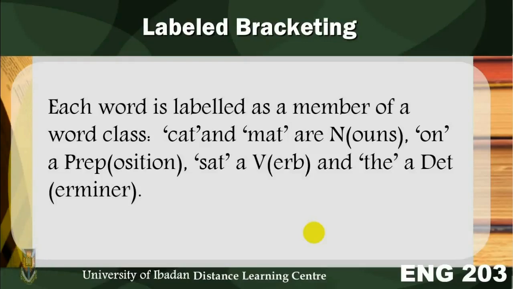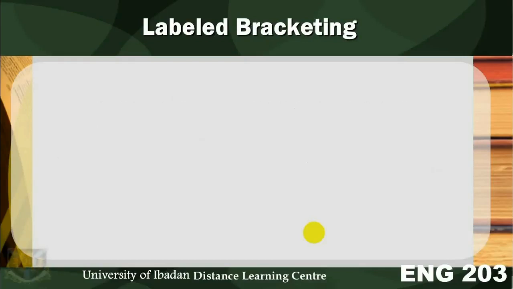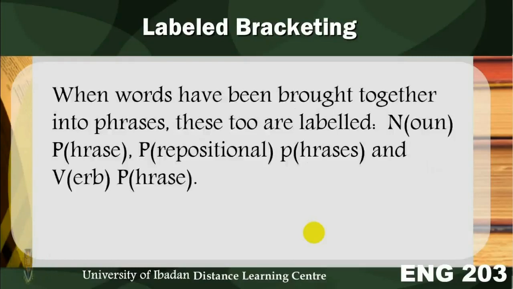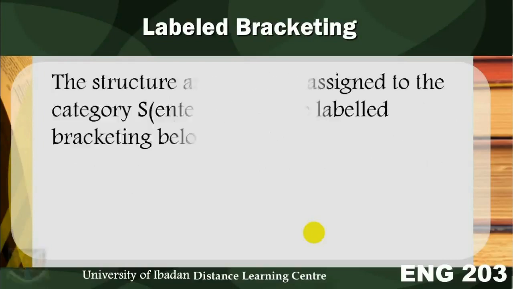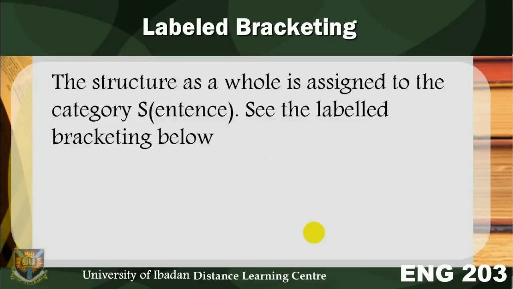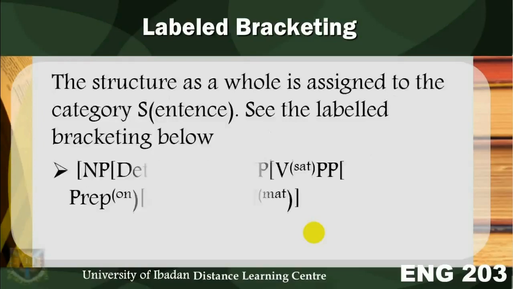Each word is labeled as a member of a word class. Cat and mat are nouns, on a preposition, sat a verb, and the a determiner. When words have been brought together into phrases, these too are labeled: noun phrase, prepositional phrase, and verb phrase. The structure as a whole is assigned to the category sentence. See the labeled bracketing below.